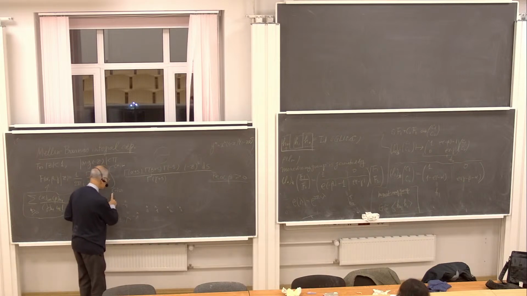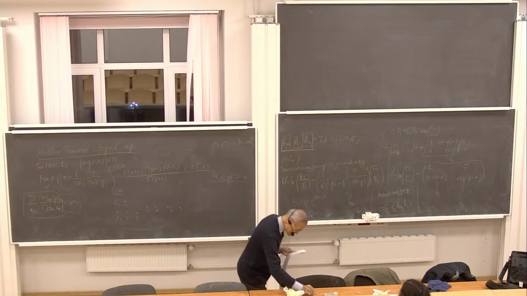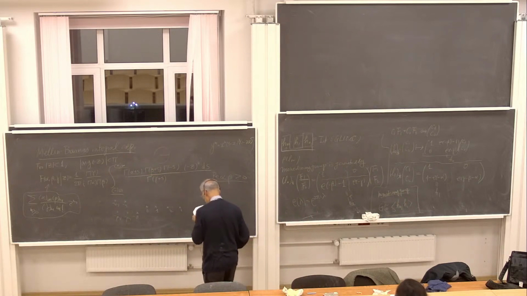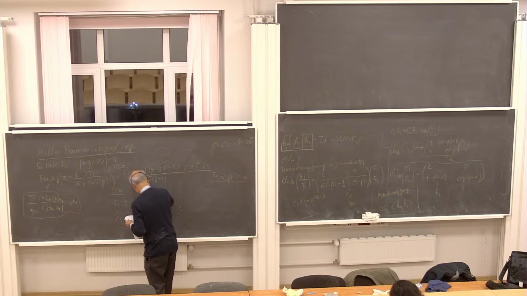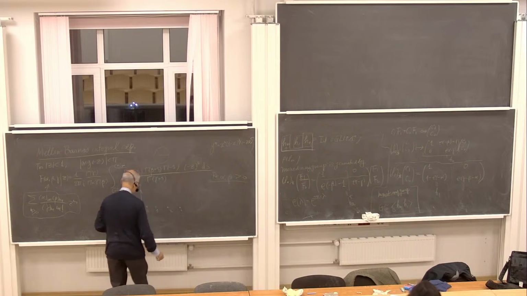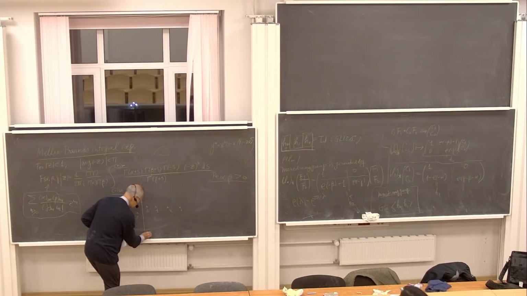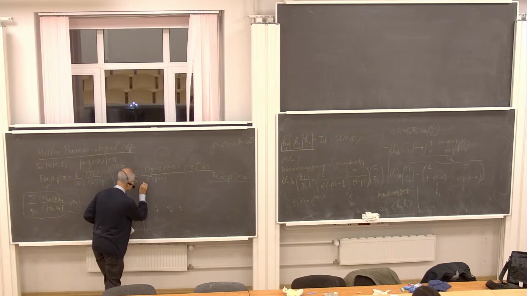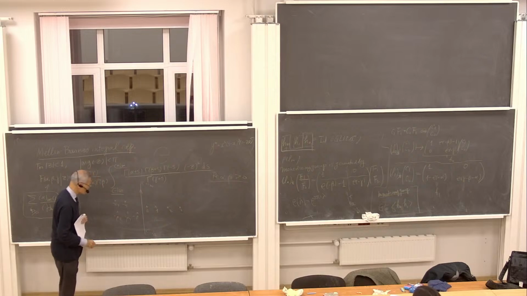And as C, this integration path shall be chosen in such a way as to avoid maybe somewhere here. The simplest way is to choose C minus i infinity to C plus i infinity, this kind of integration path. Okay.